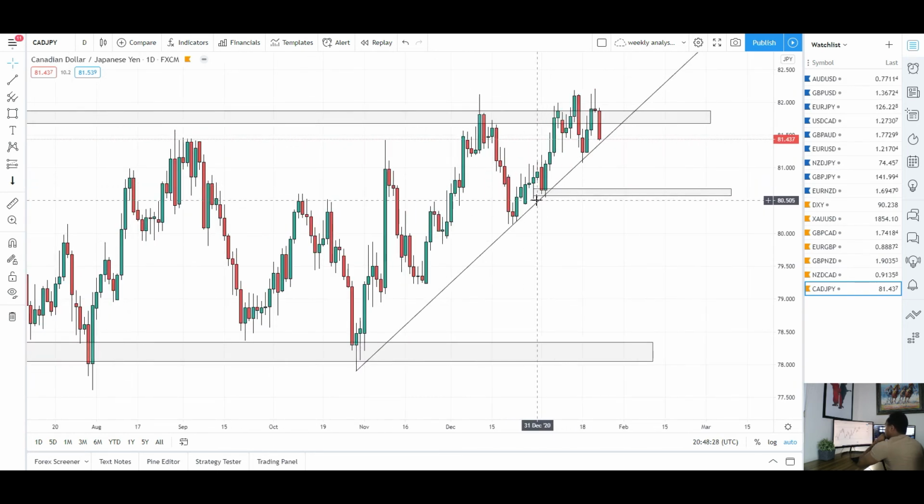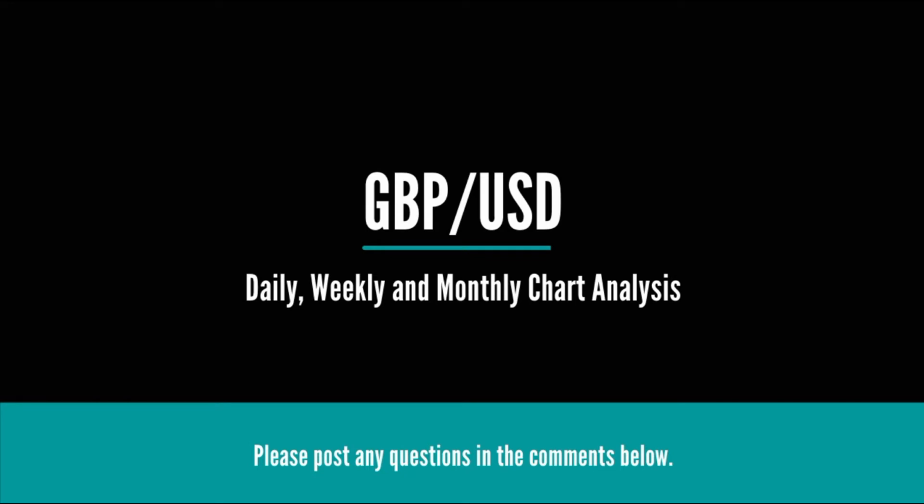But I'm probably favoring CAD JPY to push to the downside and maybe go and test this area if we do get a break of that trend line. Up next is GBP USD.